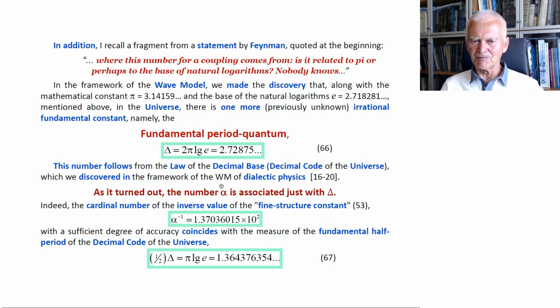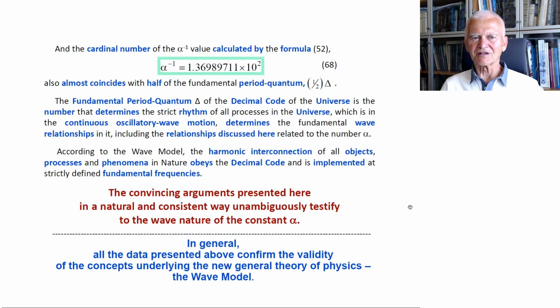As it turned out, the number alpha is associated just with the fundamental period quantum delta. Indeed, the cardinal number of the inverse value of the fine structure constant with a sufficient degree of accuracy coincides with the measure of the fundamental half period of the decimal code of the universe. So you can compare this value and this value. They almost completely coincide. And the cardinal number of the inverse value of alpha, calculated by the simplified formula 53, also almost coincides with half of the fundamental period quantum.